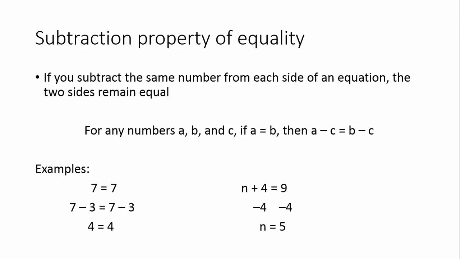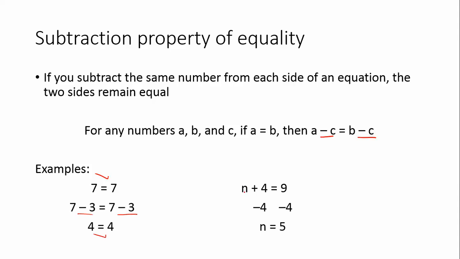Next we have the subtraction property of equality, and again this one also needs to be written in your notes. The subtraction property of equality states that if you subtract the same number from each side of an equation, the two sides will remain equal. So similar to addition, but now it's just subtraction. So if we have a equals b and we subtract c from both sides, we'll still end up with a true equation. So in the example on the left, I have 7 equals 7. That's just a number I picked. If we subtract 3 from both sides, again I just randomly picked 3, we get 4 equals 4. That's still true. So the first equation is true.